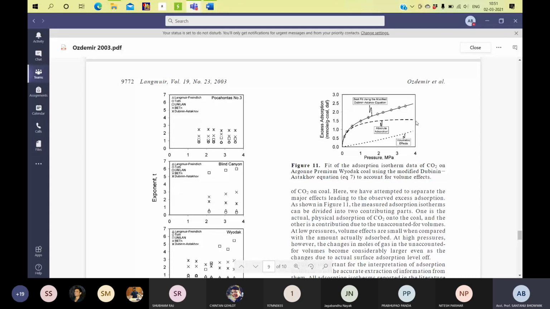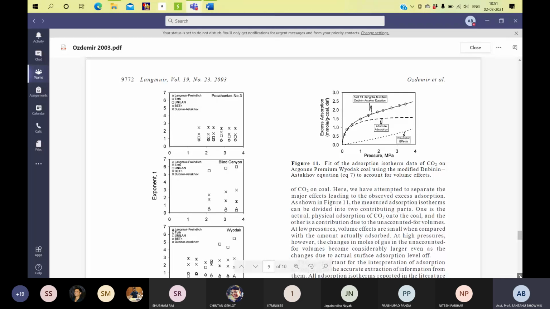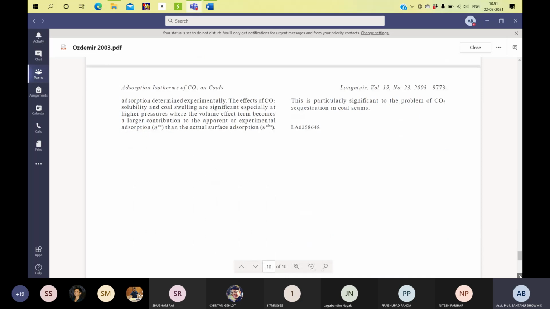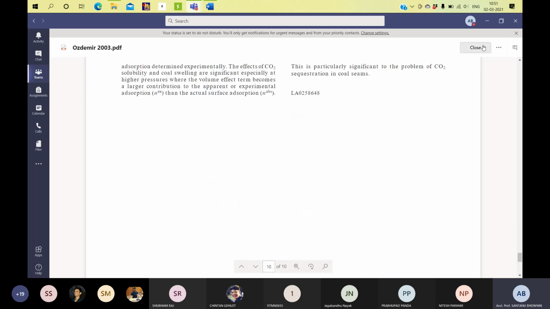Why is the absolute adsorption coming out lower? Because you are deducting the errors, the volumetric effect, from the excess adsorption. That's why with increasing pressure the absolute adsorption should reach a flat level. So this is the case: it reaches equilibrium. But for excess adsorption, it is not visible. Why? Because there is an individual volumetric effect for each of the samples. This is the observation I wanted to show you, and if you read the conclusion, they show the same conclusions.